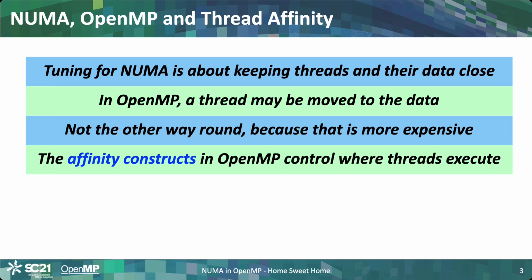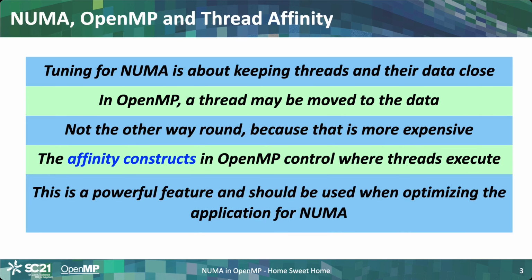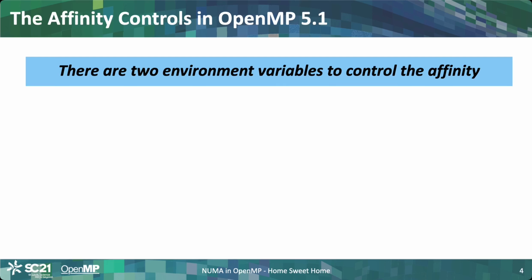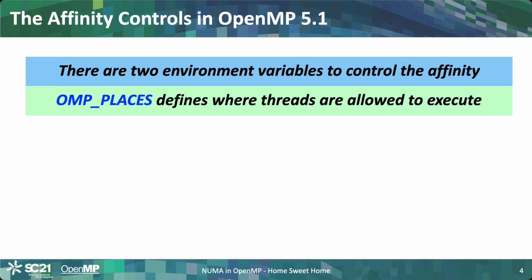They control where threads execute. It's a very powerful feature, and this is the first thing to start experimenting with when you want to optimize your application for a NUMA architecture. And you do that through two environment variables. They control the affinity. First of all, OpenMP Places. That's a set-based definition, and that defines a set of locations where you allow threads to execute.